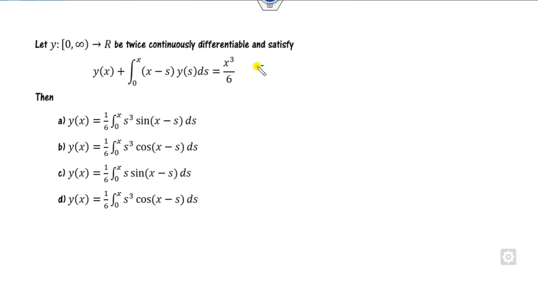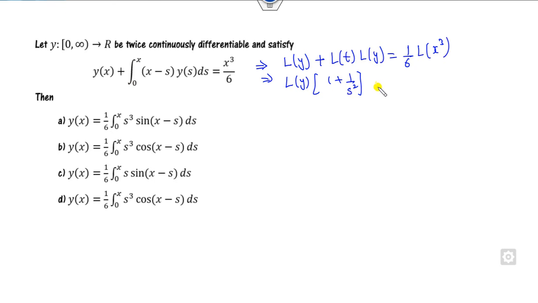Again the limit is 0 to x. So take the Laplace transformation of this plus Laplace of the t, Laplace of the y is 1 by 6 Laplace of the x cube. So I can take Laplace of y as common, 1 plus 1 by s square. So what is the Laplace of this? This is 6 over s to the power 4. 6 will be cancelled out.